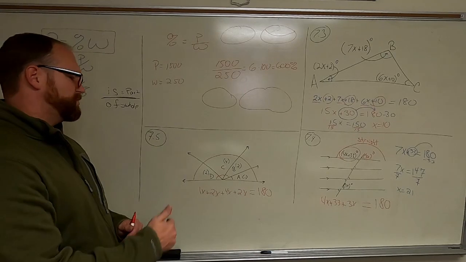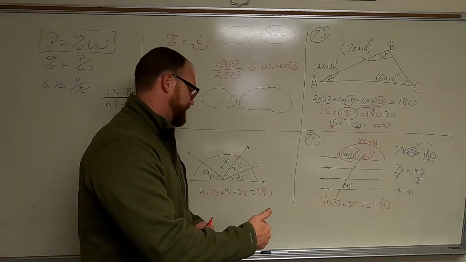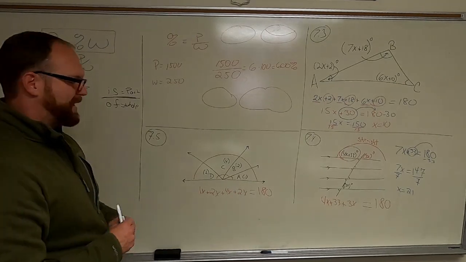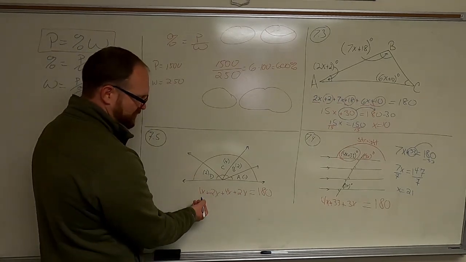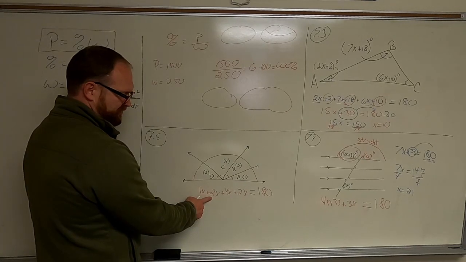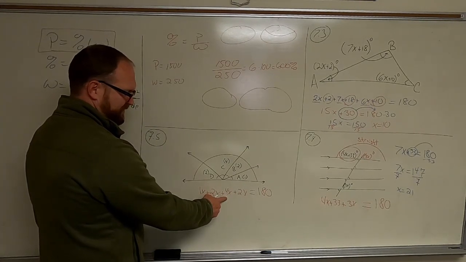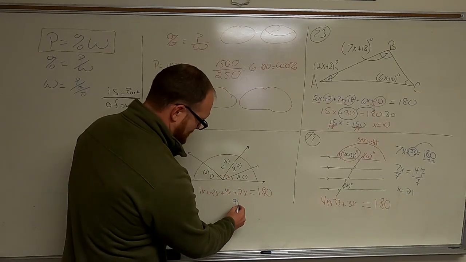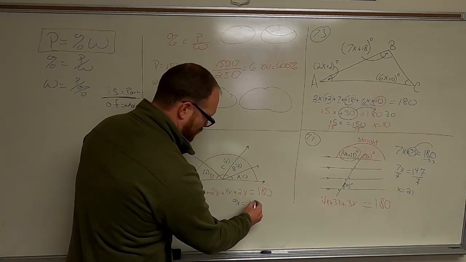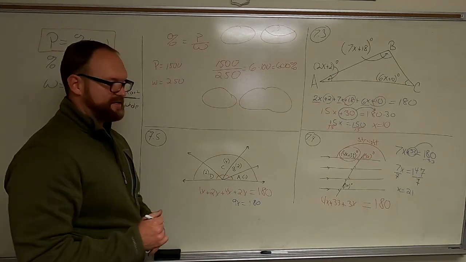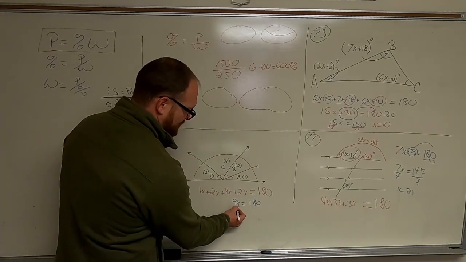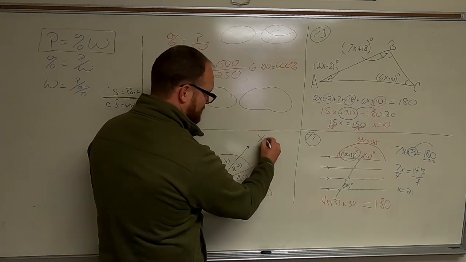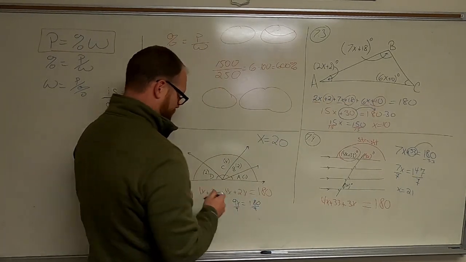So 1x plus 2x plus 4x plus 2x equals 180. So let's go ahead and combine like terms. That's pretty easy to do because they're all x's. 1 plus 2 is 3, 3 plus 4 is 7, 7 plus 2 is 9. So we have 9x equals 180. And again, solve for x, easy to do, inverse operations. Let's divide by 9 on both sides. And so x equals 20.